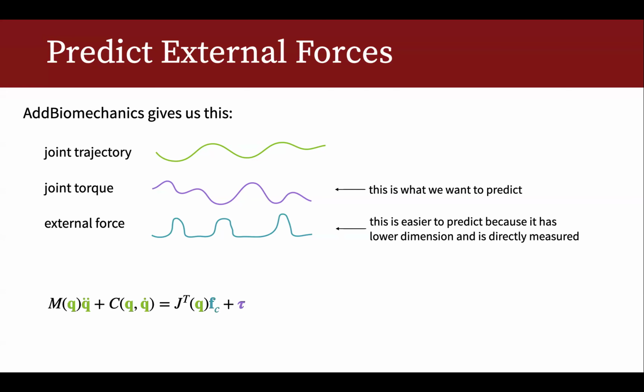Okay, so now I'm just going to put some label colors there. Everything that you can get from joint trajectory is shown in green. Everything that's related to external forces like ground reaction forces is in this teal color, and the joint torque is in purple.